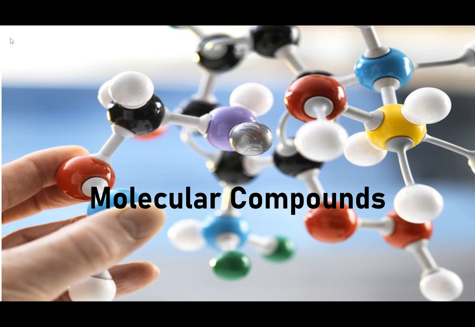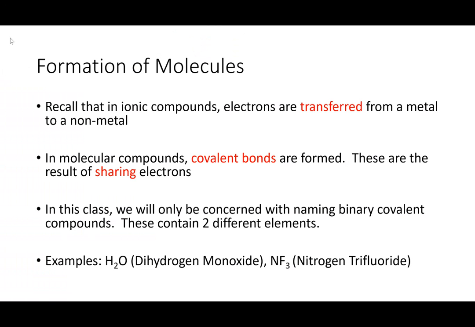All right, let's go ahead and talk about molecular compounds now. The formation of molecules or molecular compounds is pretty simple. First, recall that in ionic compounds, electrons are transferred from a metal to a nonmetal. In a molecular compound, covalent bonds are formed, and these are the result of sharing electrons. Okay, keep these two things in mind.